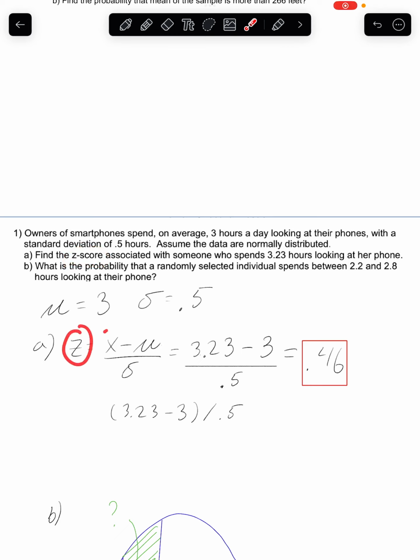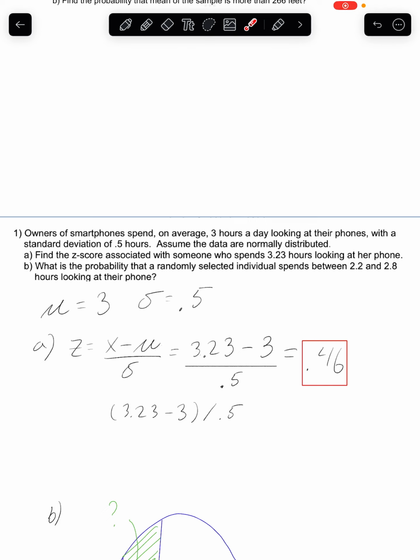Z is equal to the value that the problem is giving you minus the average of the normal distribution, divided by the standard deviation of the normal distribution. So we want to find a z-score associated with someone who spends 3.23 hours looking at a phone. So 3.23 minus 3 divided by 0.5 is equal to 0.46, and that's all there is to it. Z-scores can be negative or positive.